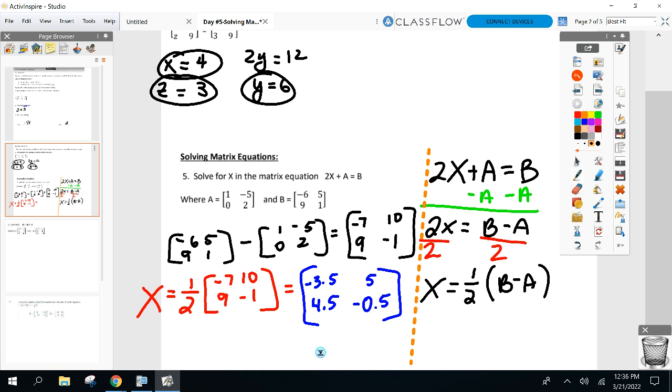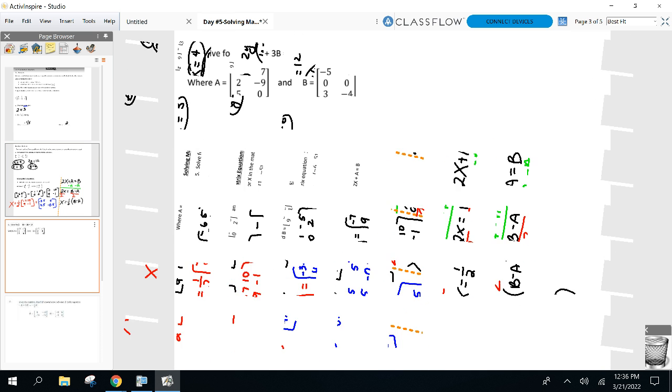Any issues going? Because they're going to get a little bit tougher as far as what I need you to solve when I need you to solve for X, but that's about it. Anything you want to ask? All right, start on the next one.